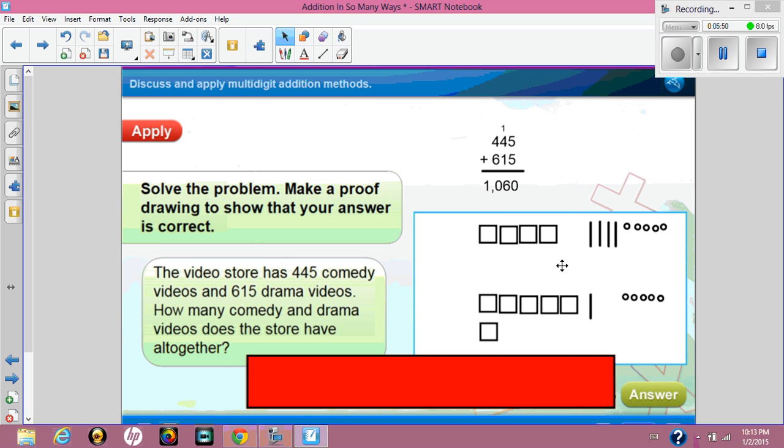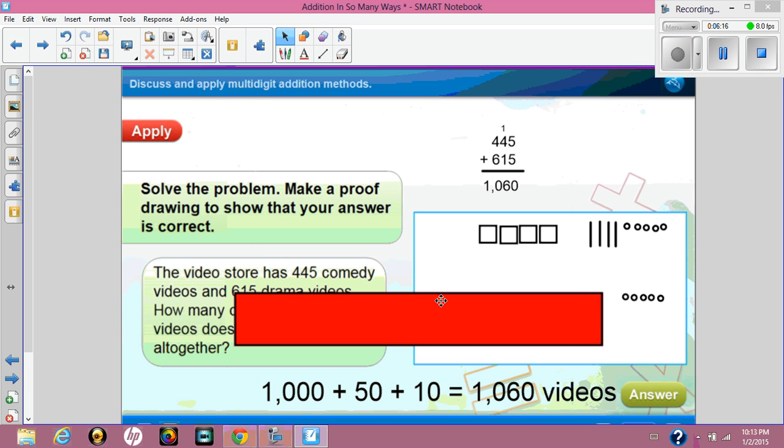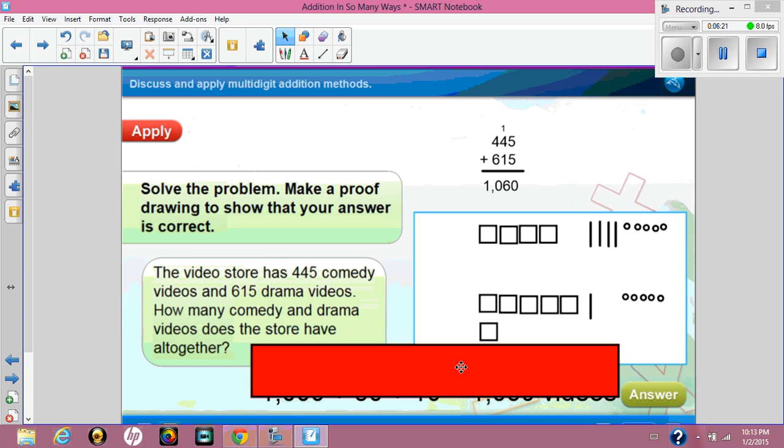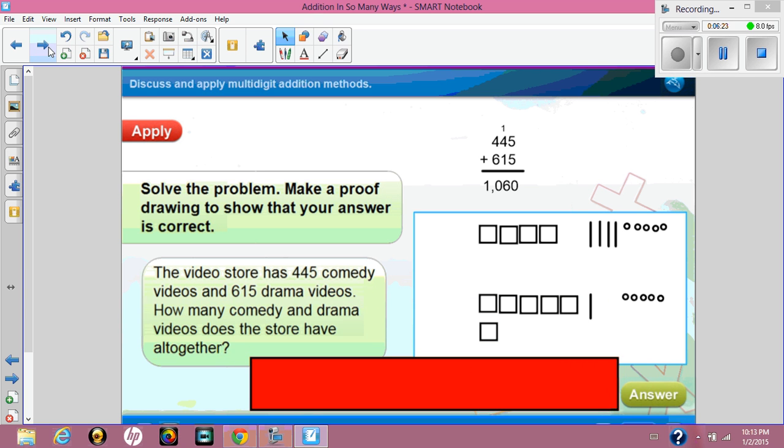1060 is our answer. If you look at our proof drawing that identifies, we have 10 ones. We have 5 10 sticks plus 1, the 10 ones, and we have 60. Then we have 10 100 boxes. Let's see if we are correct. The answer is 1,000 plus 50 plus 10, and that's 1,060 videos. Let's look at another problem.